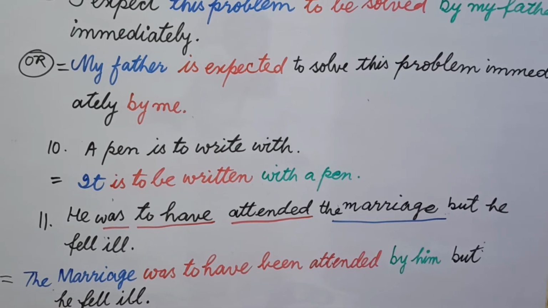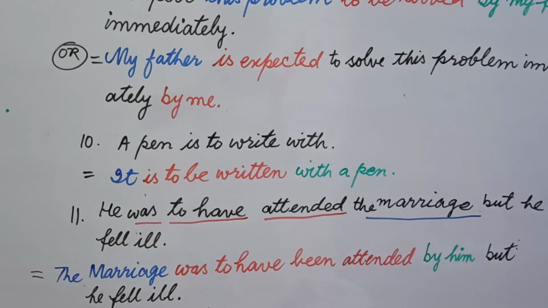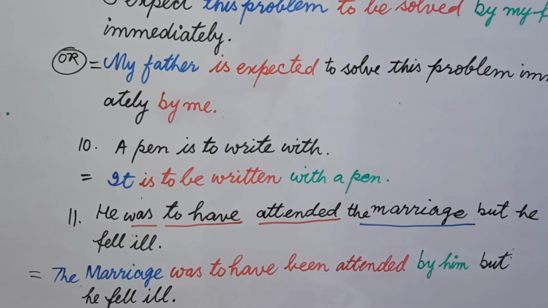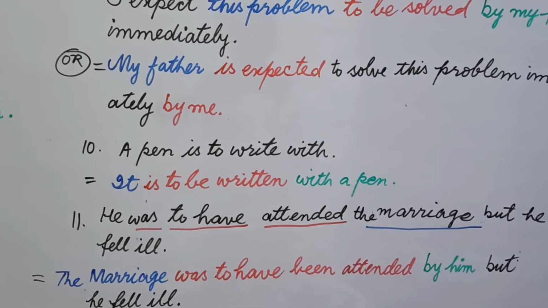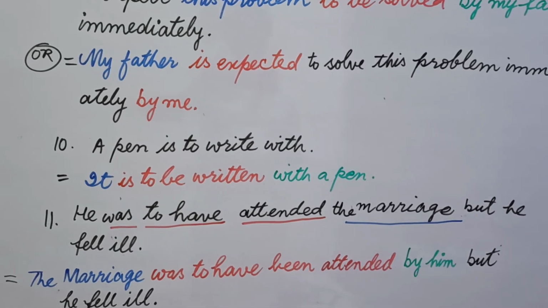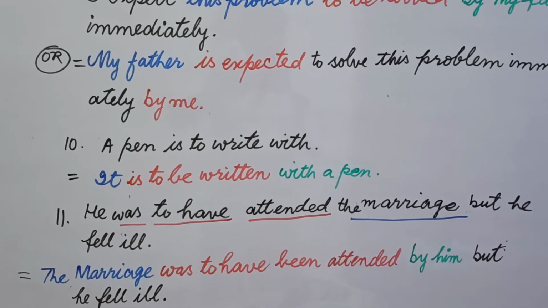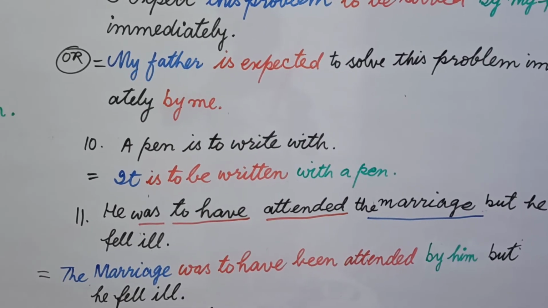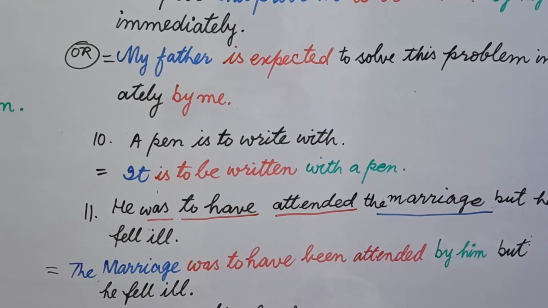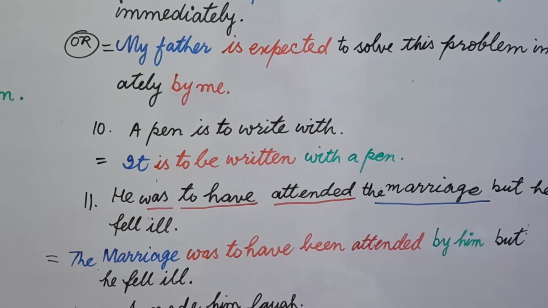Don't be confused that we have used not only was but also to have here. Just as you change was plus to plus first form into was to be plus third form, in the same way you change was to have plus third form into passive voice: was to have been plus third form. So your sentence is: he was to have attended the marriage but he fell ill. The marriage, the object, will come in the place of the subject. The marriage was to have been attended by him, and the rest of the sentence, but he fell ill.